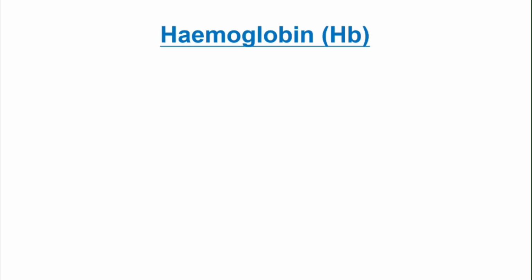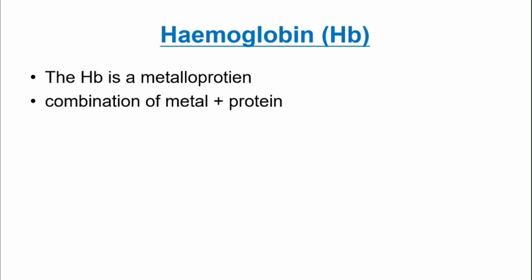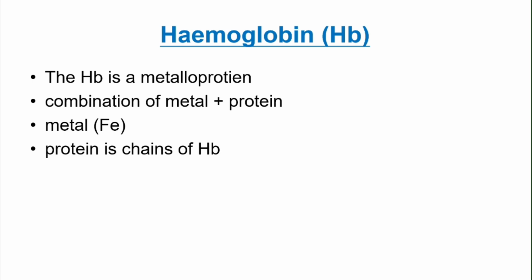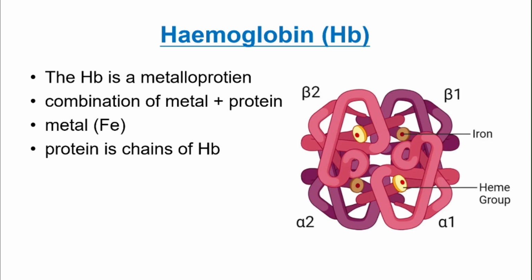Next, let's have a look at hemoglobin. What is hemoglobin? Hemoglobin is a metalloprotein, which is a combination of metal plus protein. The metal here is iron, and the protein helps in formation of the chains of the hemoglobin. Here we have an image of hemoglobin, alpha 1, alpha 2, beta 1 and beta 2 along with the iron.